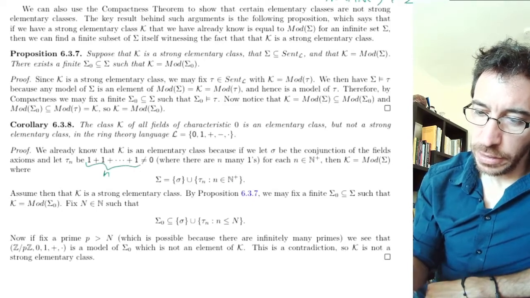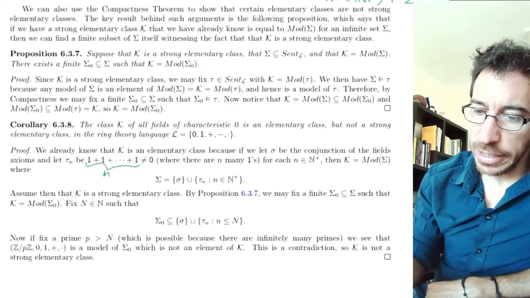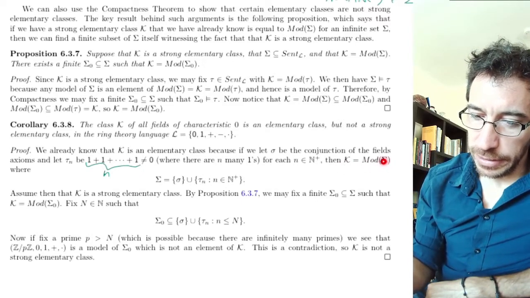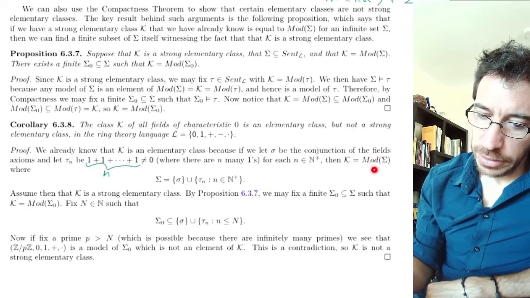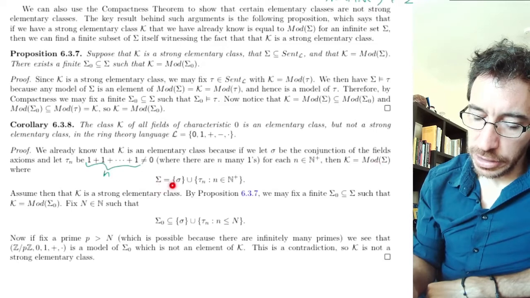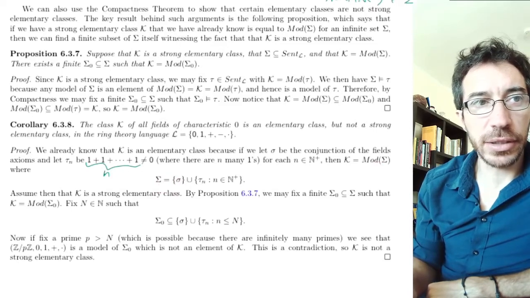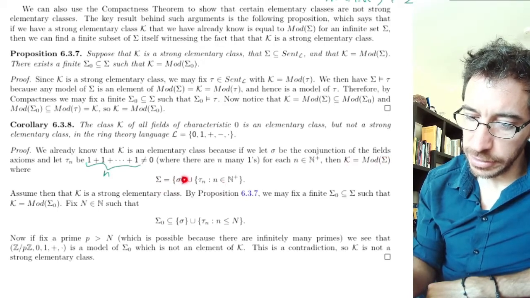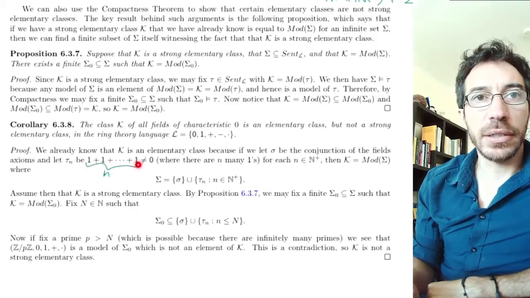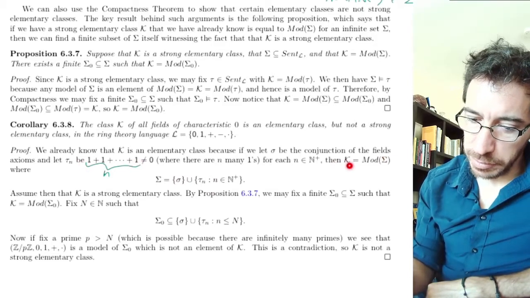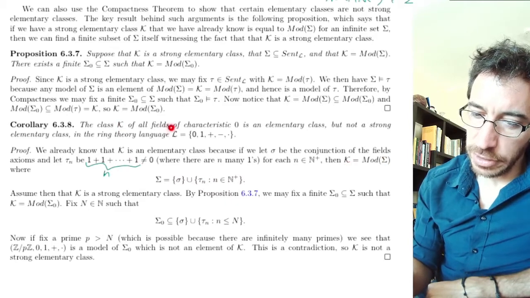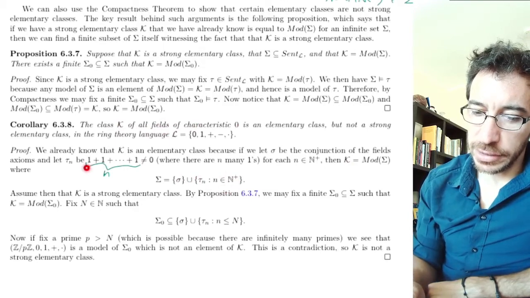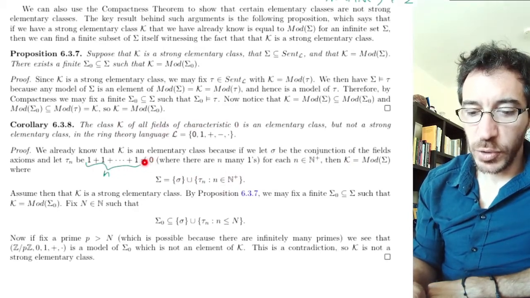n here, for each n in the natural numbers, positive natural numbers, then the models of all these sigma, where capital Sigma contains the formula little sigma and all the taus, are exactly K. Okay, so capital Sigma is the axioms of fields, and all these taus right here, the models of that is exactly K. Does that make sense? Yeah, because K is a set of fields, that's sigma, of characteristic 0. That's all the taus. Remember, characteristic 0 means that it doesn't matter how many times you add 1, you never get 0.